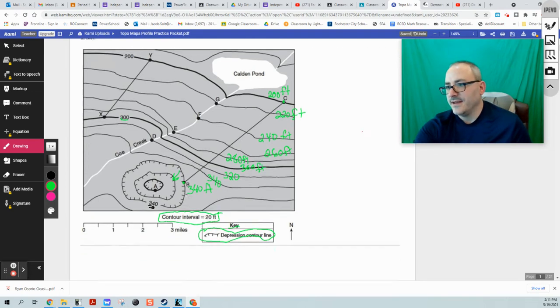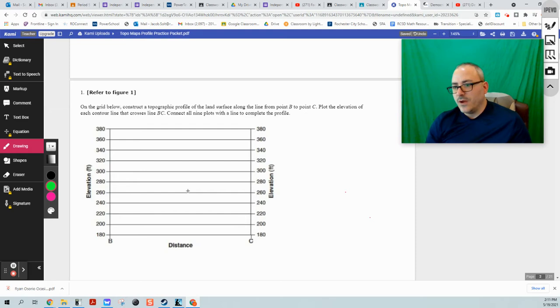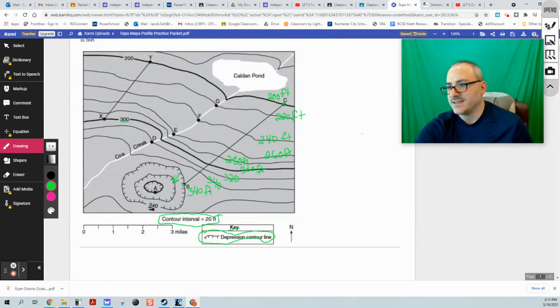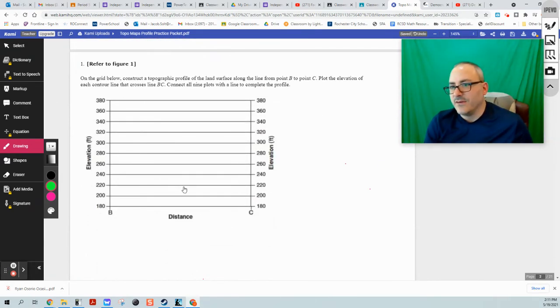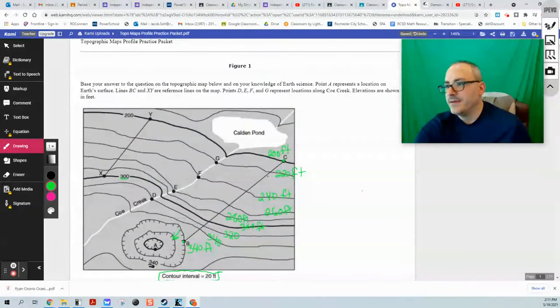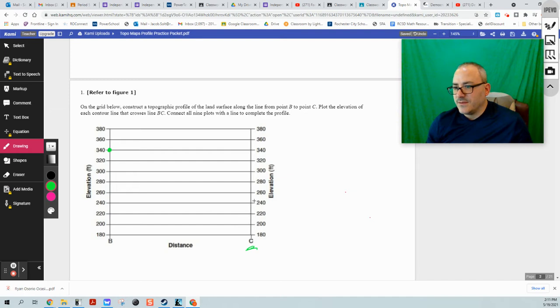Let me go back to my graph, and I can begin looking at this. So let's see. B. What elevation does B start at? I can just quick reference this. Oh, yes. B starts at, I think, 340. So let me mark that down on Cami there. 340. Where is location C now? Let me go back to my map. Okay, C is 200 feet. That would be right here.